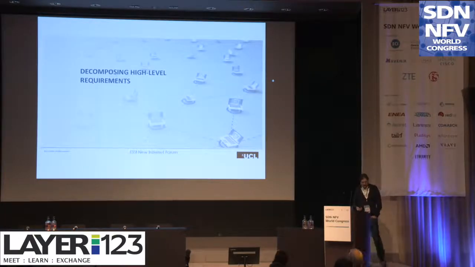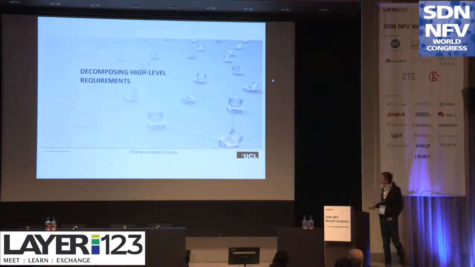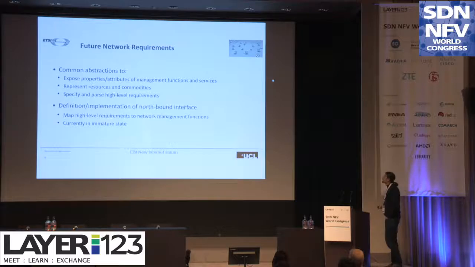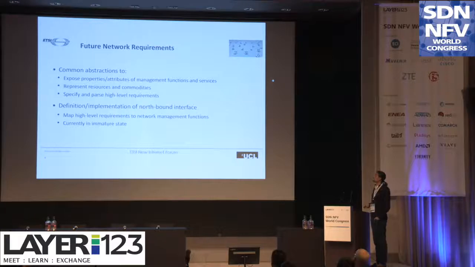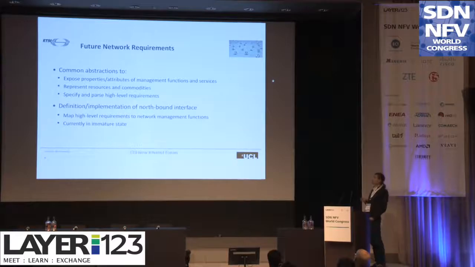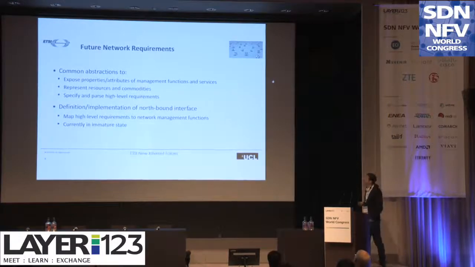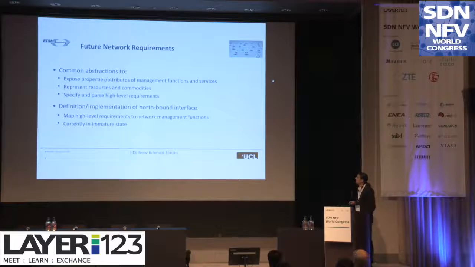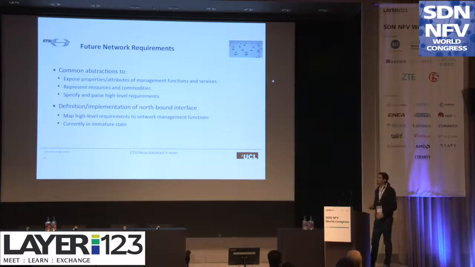Right, so I'm going to be giving some details of a solution we developed in the last few months. So let me first talk about the requirements of a future network architecture. We need to have the common abstractions that will allow us to expose the attributes or management functions and the services, right? We need abstractions to represent the resources and the commodities which are being regulated. And also, these will allow us to define or specify the high-level requirements and parse those requirements in the interface.